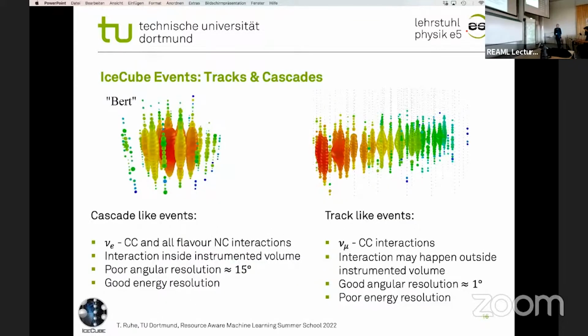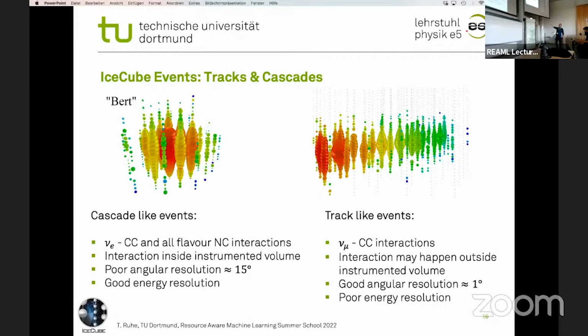Okay, so when we put this on a somewhat higher level, what does this look like in the detector? We have 3 different kinds of events that I would like to mention. And the first one are cascades. A cascade, you can imagine that to be a ball of light in the detector. Maybe I should start with the color coding. So the color coding is the time.